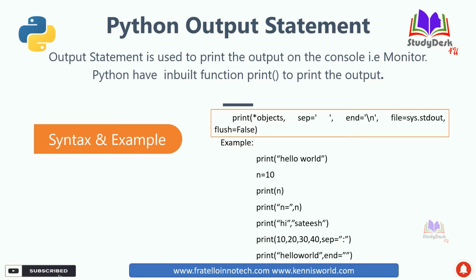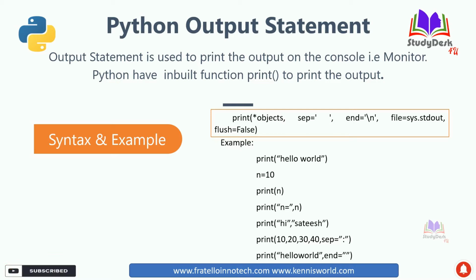So if you want to clean the buffer every time, you should mention flush equal to true, otherwise it will be false. So like that we can use the print statement. In the example, if you consider print hello world, that will print the hello world, and I have given n equal to 10, print n. That means the n value will be printed, and print n equal to, comma, n. So here the output will be n equal to 10. So please remember this point.